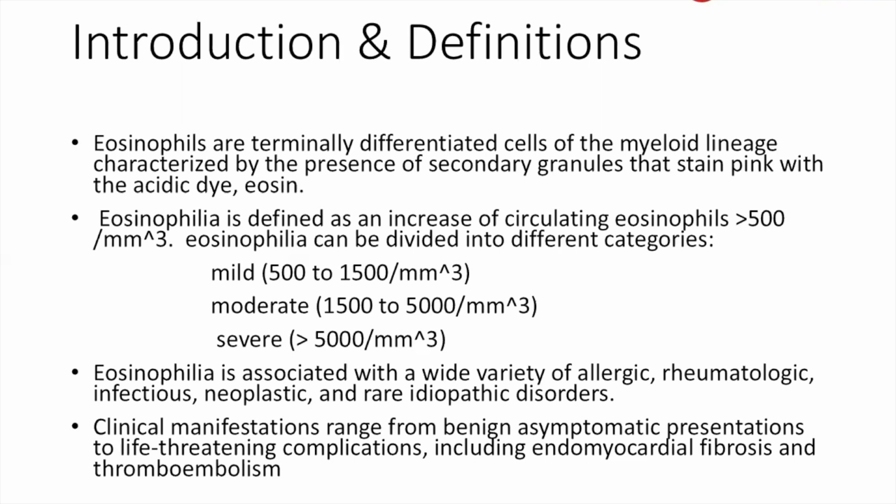Eosinophilia is associated with a variety of allergic, rheumatological, infectious, neoplastic, and other rare idiopathic disorders, which we'll have a look at later in the slides. Clinical manifestations range from benign asymptomatic presentations to life-threatening complications, including endomyocardial fibrosis and thromboembolism.